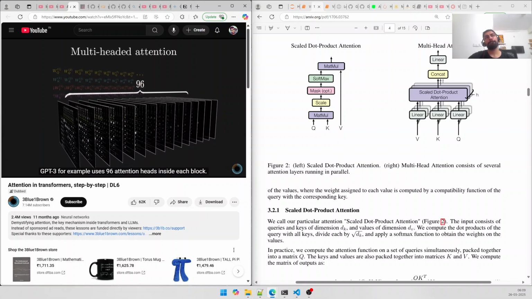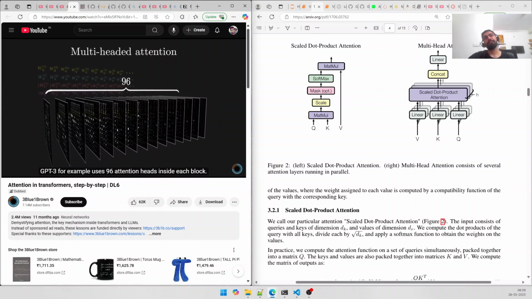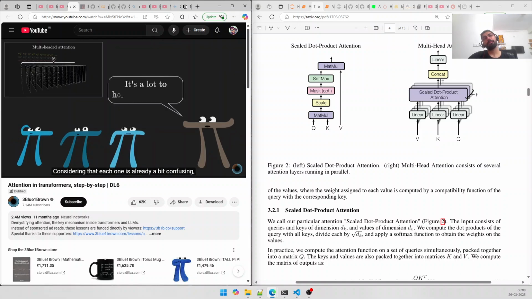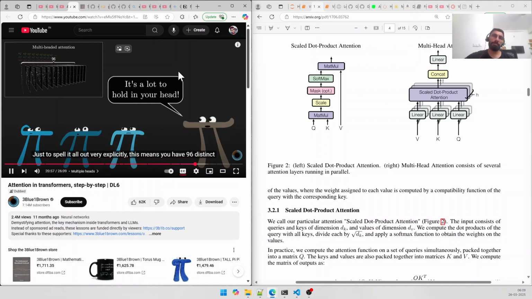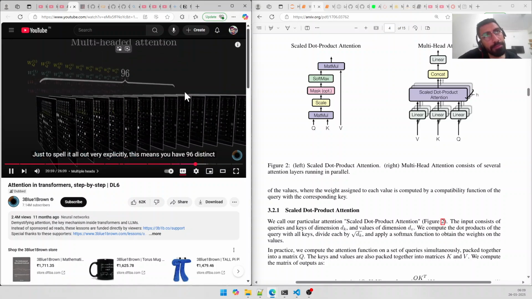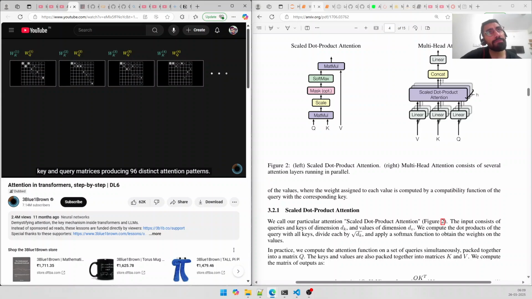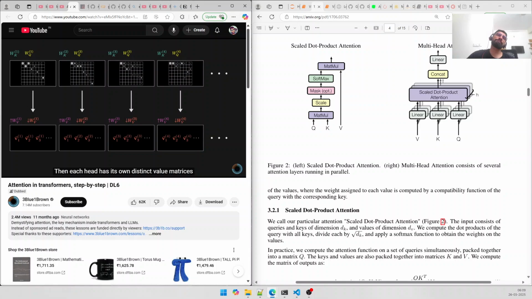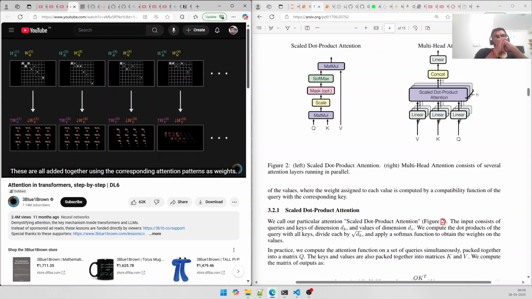GPT-3, for example, uses 96 attention heads inside each block. Considering that each one is already a bit confusing, it's certainly a lot to hold in your head. Just to spell it all out very explicitly, this means you have 96 distinct key and query matrices, producing 96 distinct attention patterns. Then each head has its own distinct value matrices, used to produce 96 sequences of value vectors. These are all added together using the corresponding attention patterns as weights.